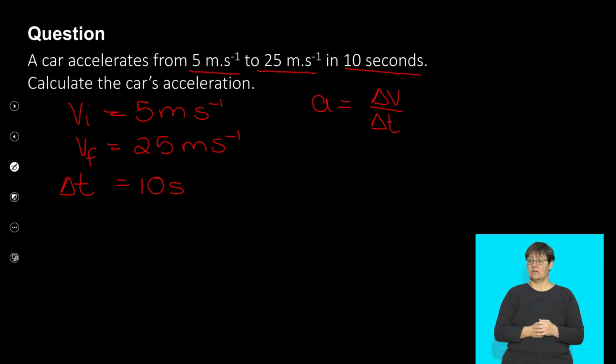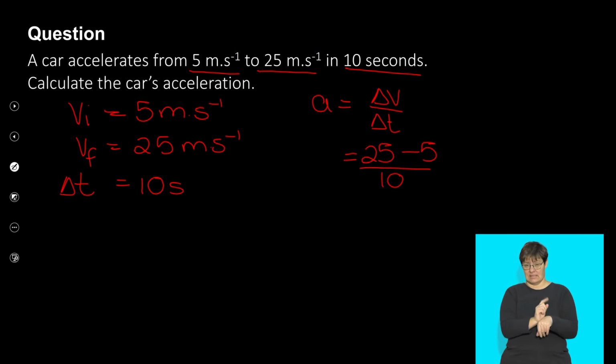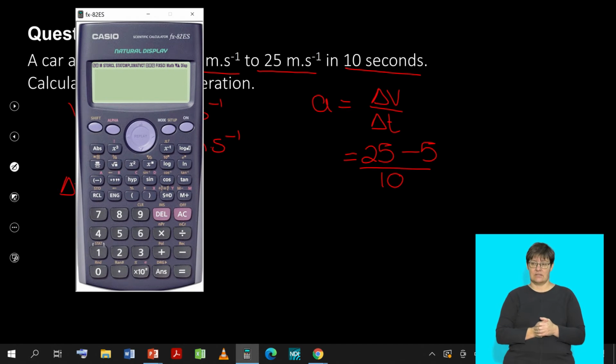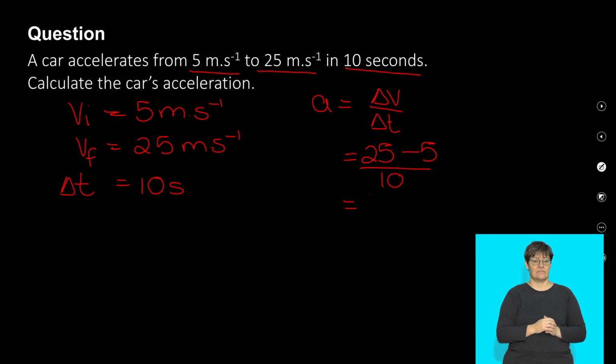So, my final velocity was 25. My initial was 5, and it took 10 seconds. Let's use our calculators. So we've got 25 minus 5 divided by 10, and we get 2. The units, meters per second squared.